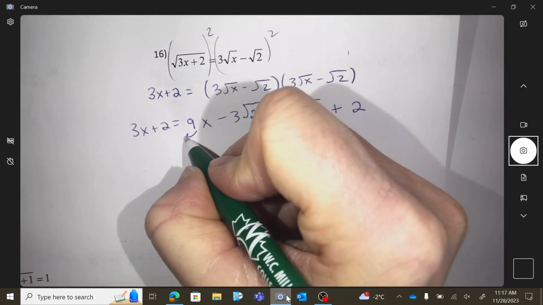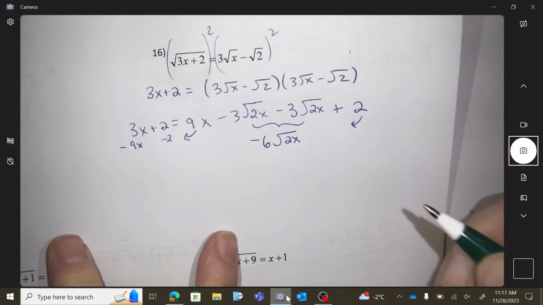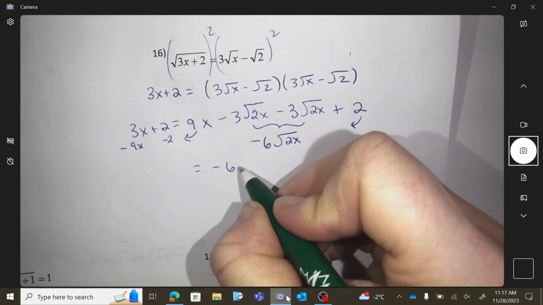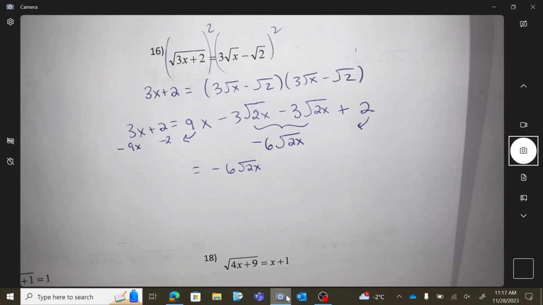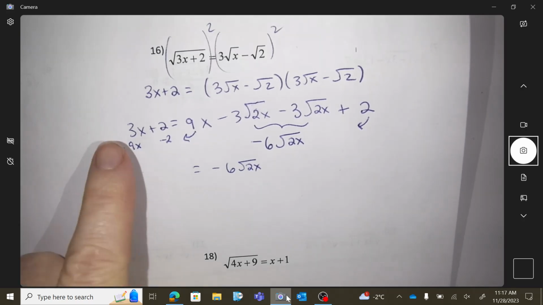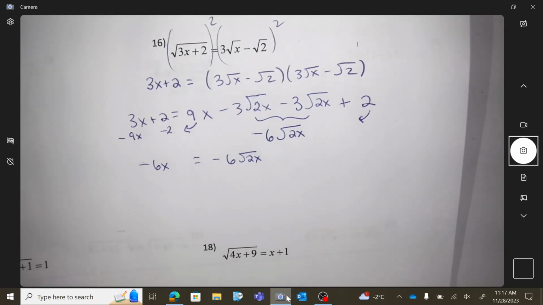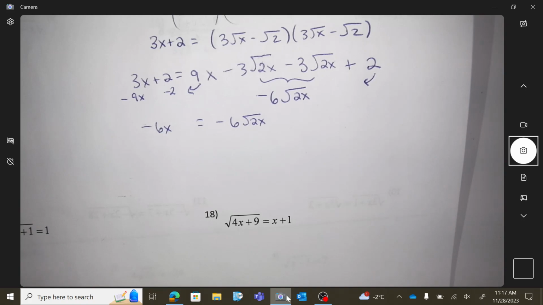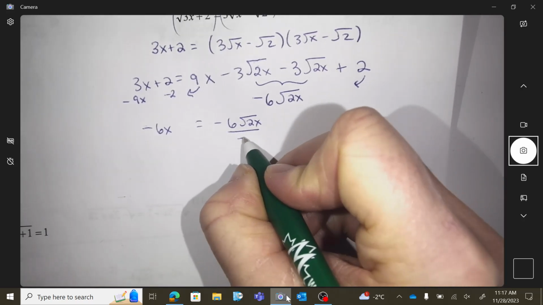I'm going to be moving this over, so I'm going to have to minus a 9x, and I'm going to have to minus a 2. Let's see. So then this is -6x. That's a 0. Now what? Go with your algebra instincts. What are you thinking? Divide.